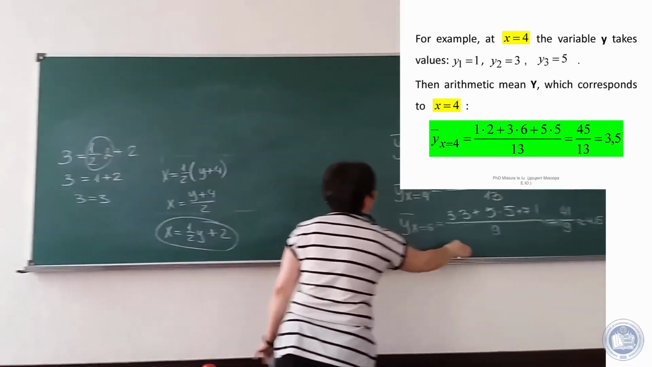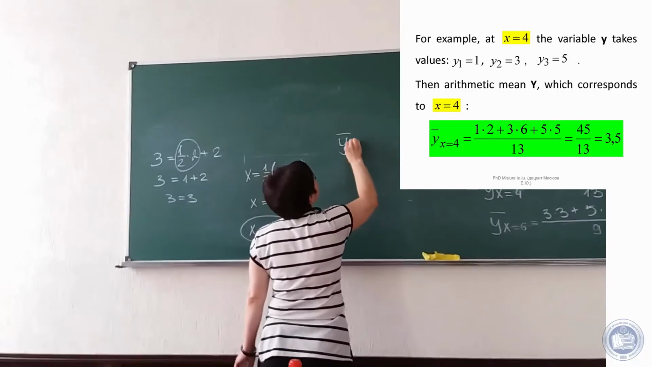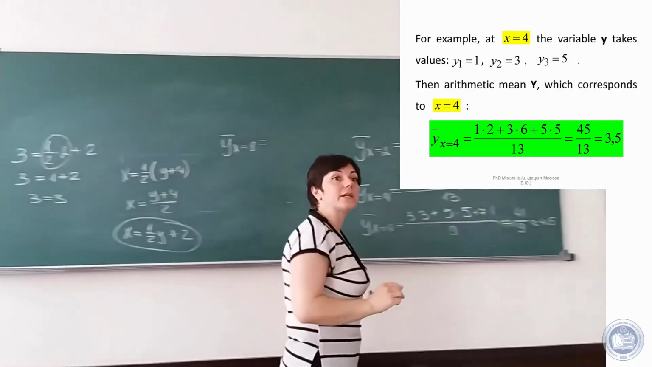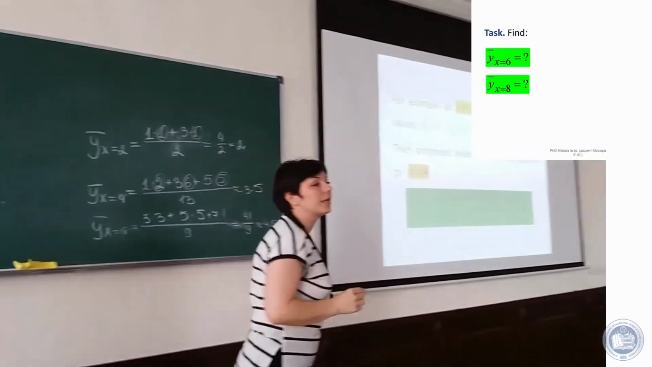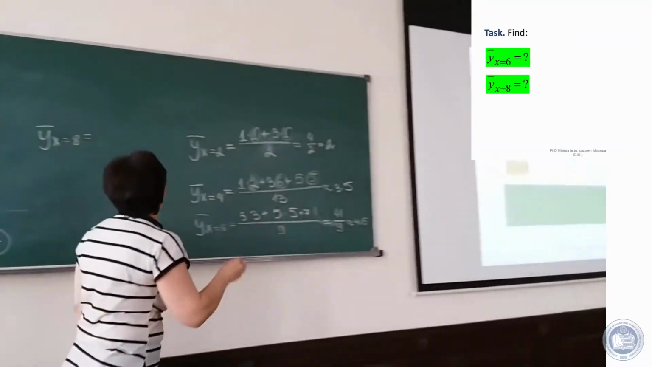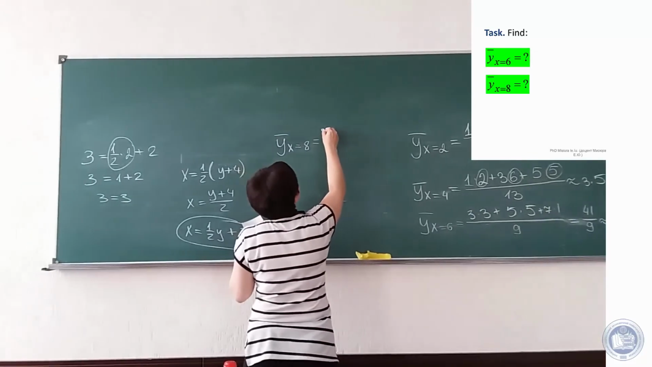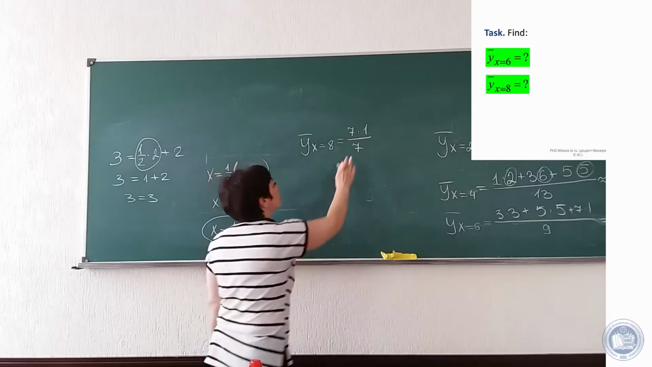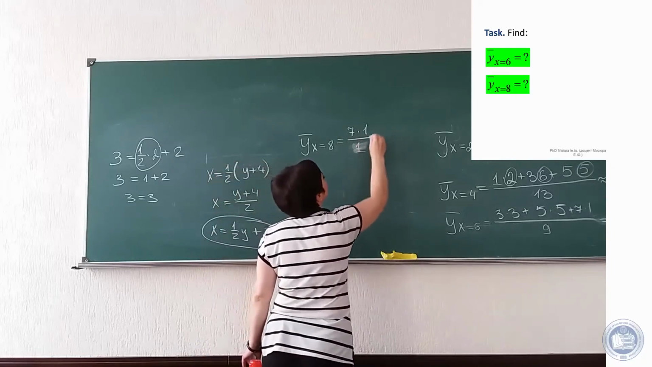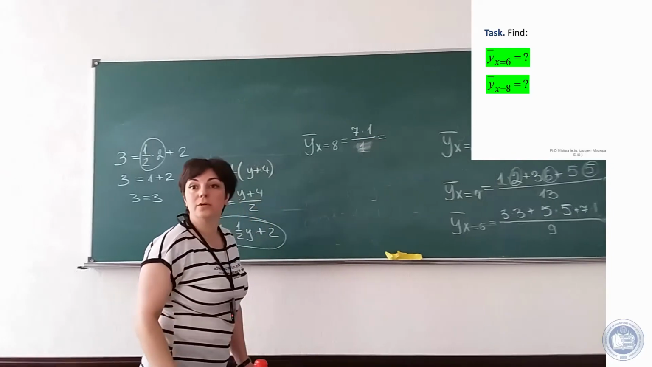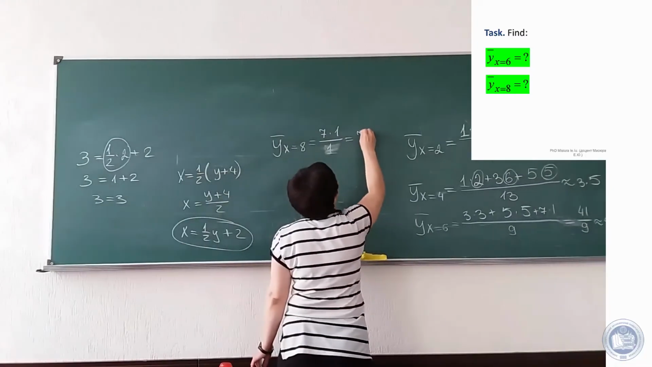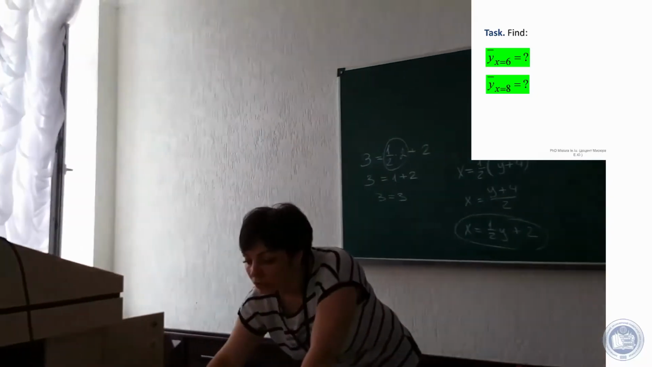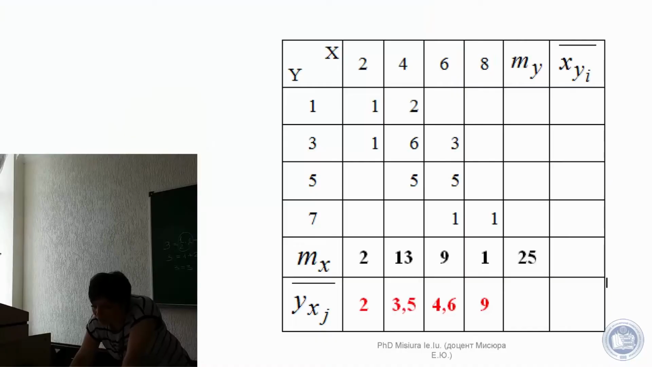And students, please take the last value of x. It will be 8. Okay, how to find this conditional mean if you have x equals 8? 7 times 1, yes, because we have only one value. 7 times 1 divided by 1, yes, it's 1. And this value will be 7. Is all clear? Okay.